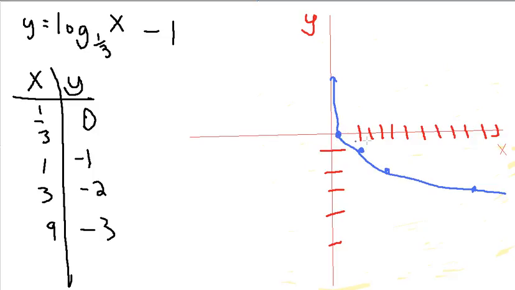Also, let's talk about domain and range. Remember, domain is how far to the left this graph can go, how far to the right. Your domain, well, this will never go past this line. So your domain is x is greater than 0. Well, that's how far it'll go.